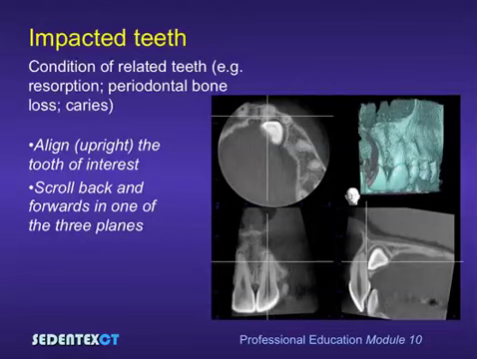It's important to check the condition of related teeth. In the case of impacted canines, the question is usually whether there's resorption of an incisor. For this, you should align or upright the tooth of interest and scroll backwards and forwards in one of the three planes to identify the presence or otherwise of root resorption.